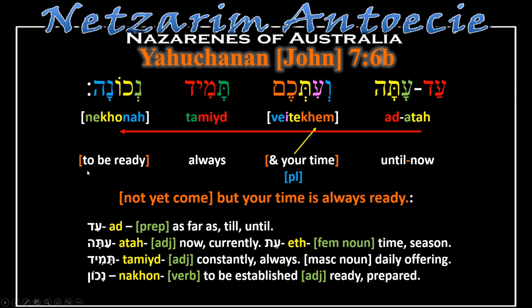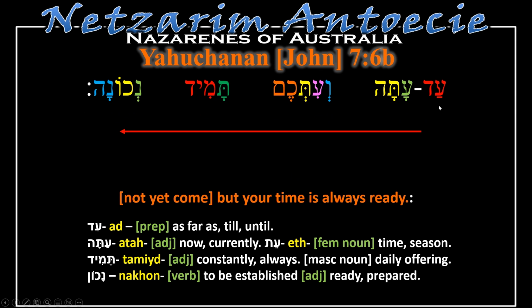And then we have nekona. It means to be ready, and that comes from nakon, which is a verb to be established, or as an adjective it means ready or prepared. So always to be ready or to be prepared. So the translation: not yet come, but your time is always ready. So let us read that now.